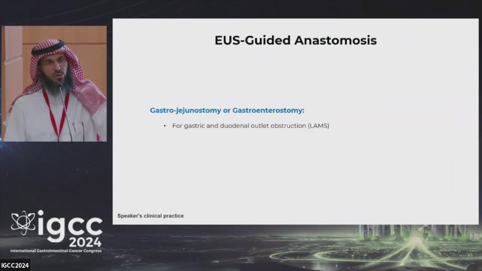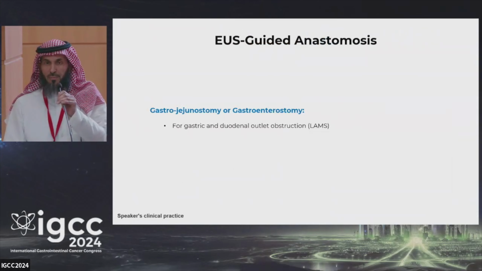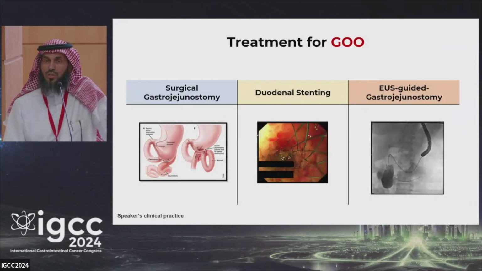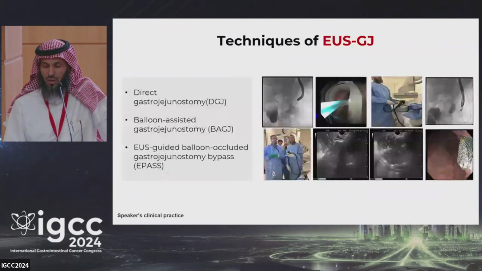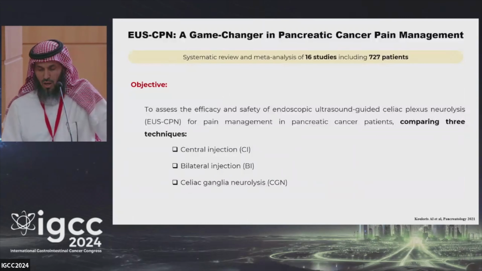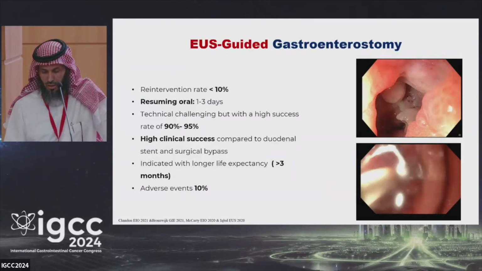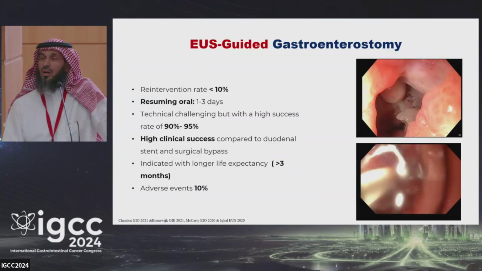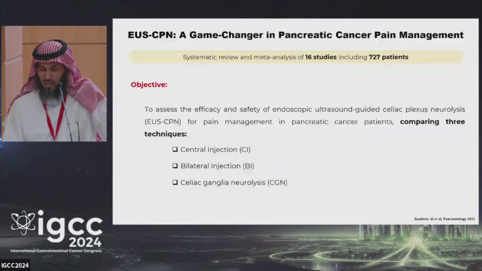Then think about a patient with gastric outlet obstruction: you think about EUS gastroenterostomy, versus the standard surgical or duodenal stenting, and this can be done either direct or balloon-assisted. You see the evidence for those patients. The evidence clearly shows that re-intervention is less, the diet is tolerated for more than 3 days, and chemotherapy can be resumed within 1 week compared to other modalities, surgical or stenting.